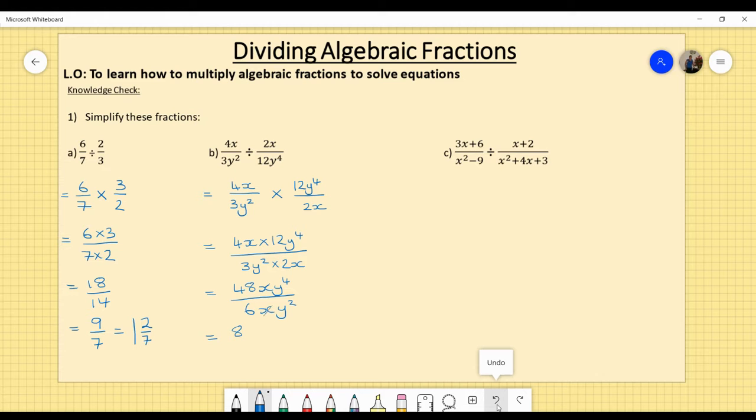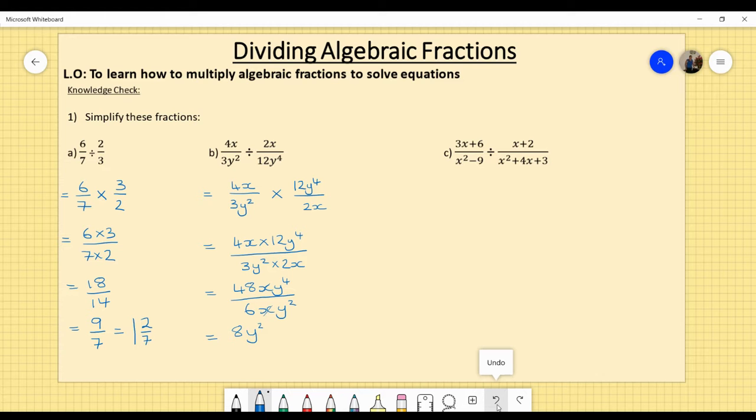The x's will cancel out. And then I've got y to the power of 4 divided by y squared. If you remember from your index laws, you just subtract the powers to give us 8y squared. And we're finished. It's not even a fraction in the end. Okay. And then we get to part C.